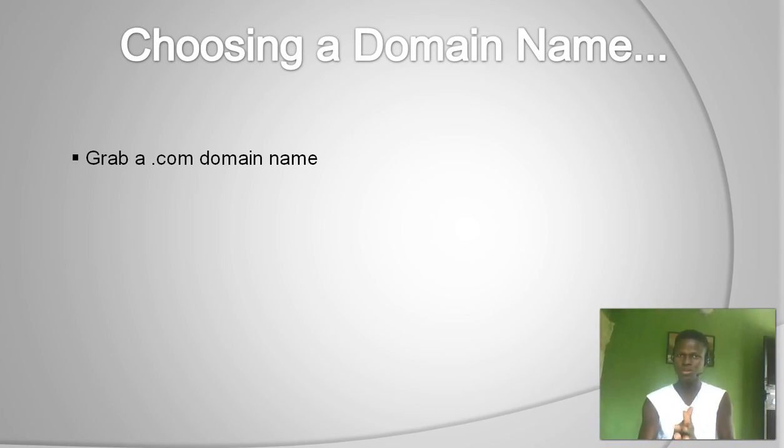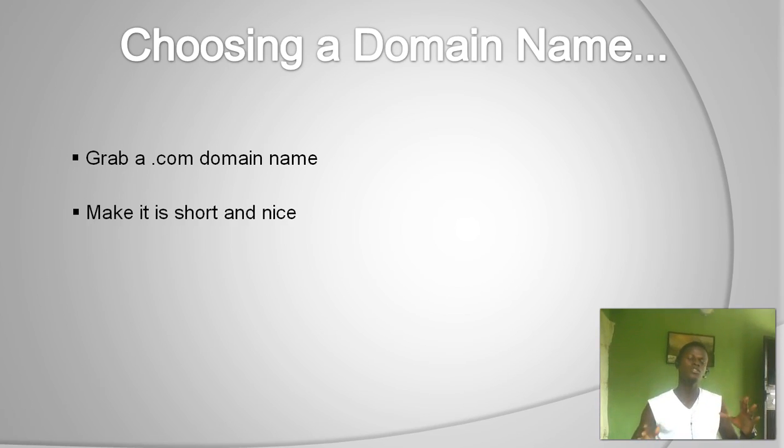So if your name is John Doe, you can just register a domain name like johndoe.com. Okay, johndoe.com, or King Maxwell, or John White, or whatever it is, that's your name, my friend. But always make sure you grab a .com domain name. Make sense? Make it short and nice, like johndoe.com. Very short and it's a nice name.